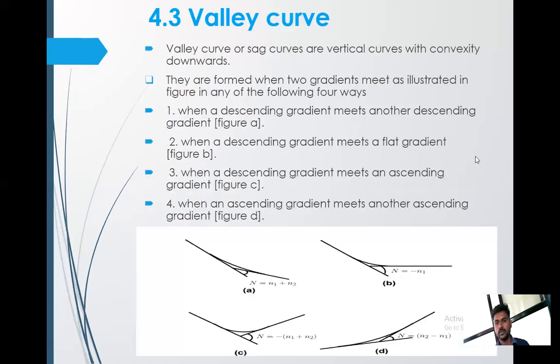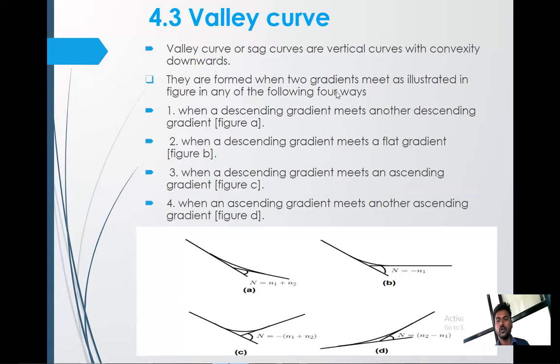Last point of our chapter is valley curve. Okay, it is the same as the summit curve. Only the summit curve is on the upper side of the gradient and the valley curve will be on the lower side. There are also 4 conditions for the valley curves. See which will be the conditions.